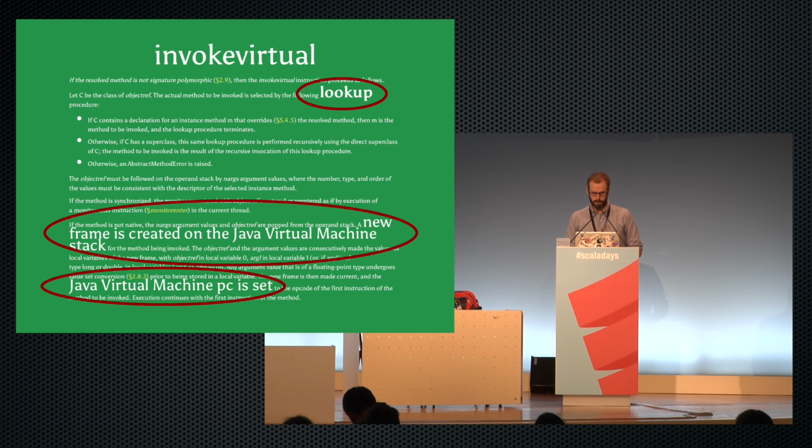And then thirdly, it says the Java virtual machine PC is set. And here PC means program counter. So this is the pointer saying where the CPU is currently executing, which line of code it's currently executing. So this is basically saying that you are doing a jump. And a jump is kryptonite for your CPU.